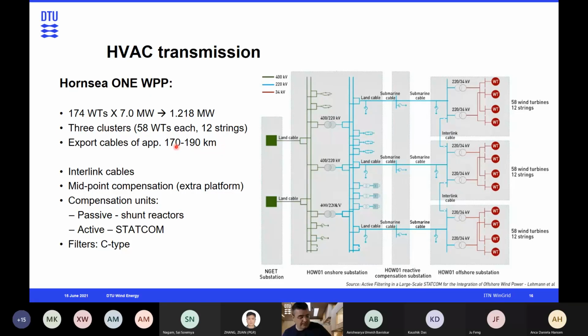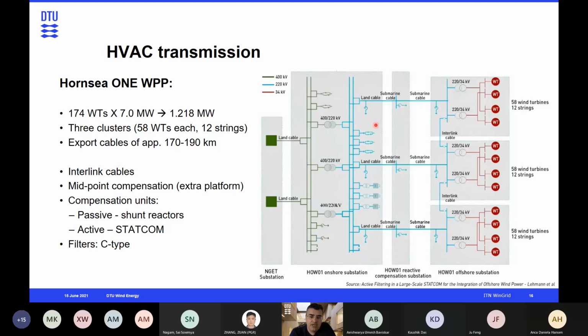And this, of course, as I said earlier, we probably wouldn't be able to do with an AC connection unless you also have a midpoint compensation. So the export cable is basically split into two individual segments, and each segment is compensated at both ends. And that's one way to increase the possible distance that you can transmit in AC.